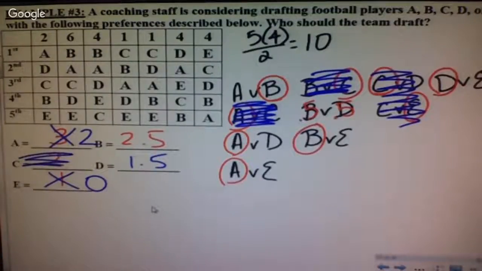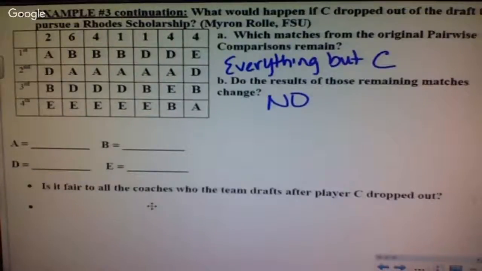So when that happened, A has now lost its ranking. B is now in first place. So B is now your winner. Okay. So do you think it's fair to all the coaches once C dropped out? No, because now we've got a new winner. Okay.